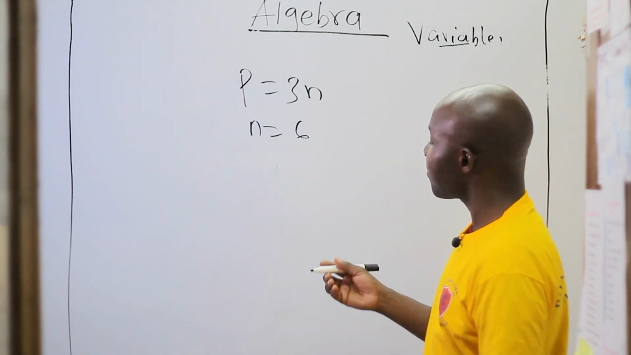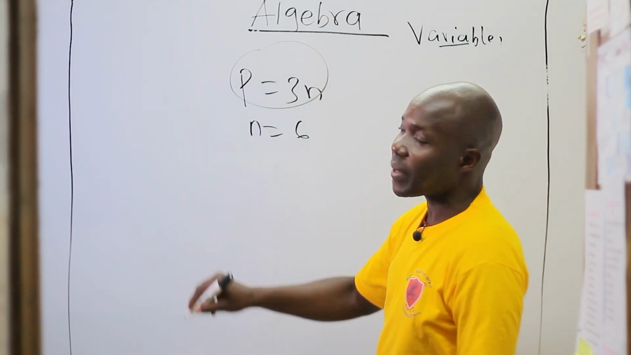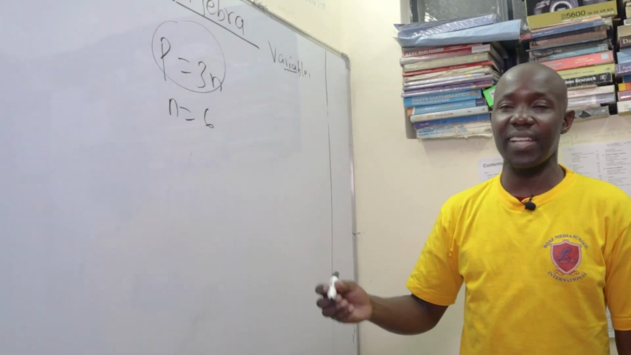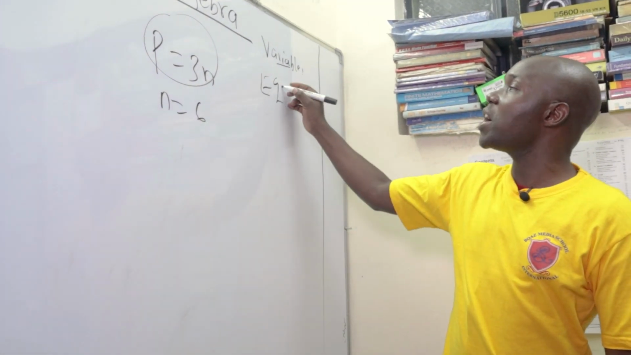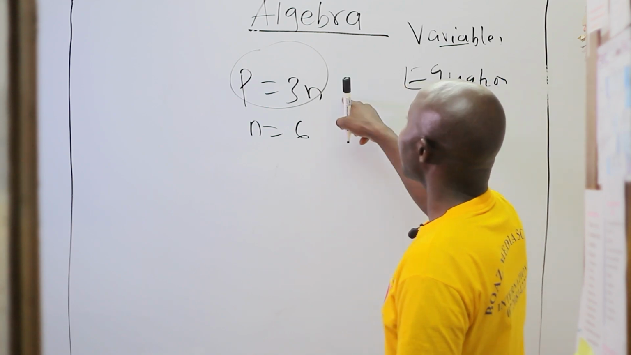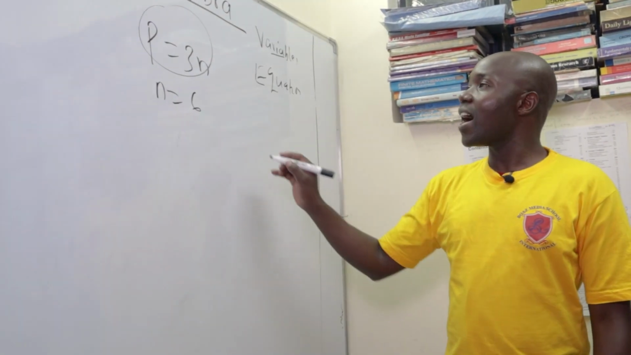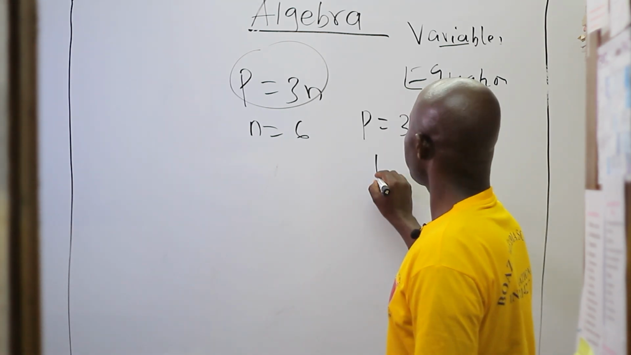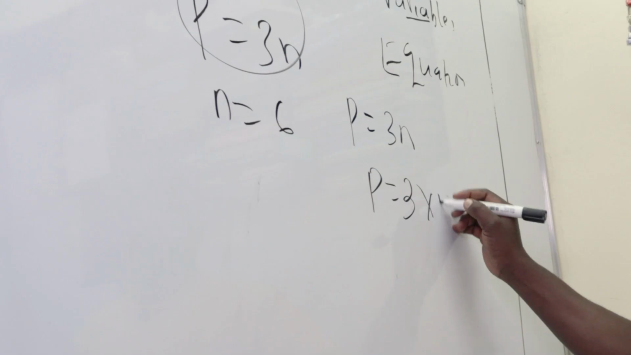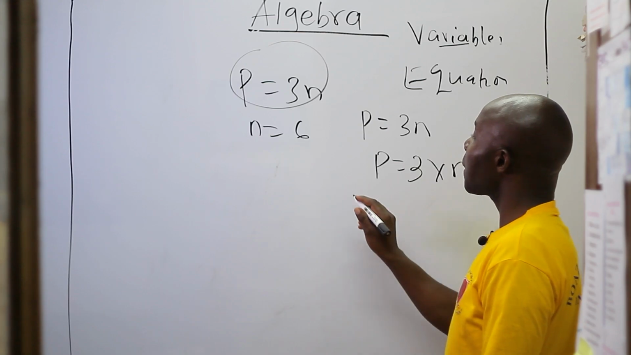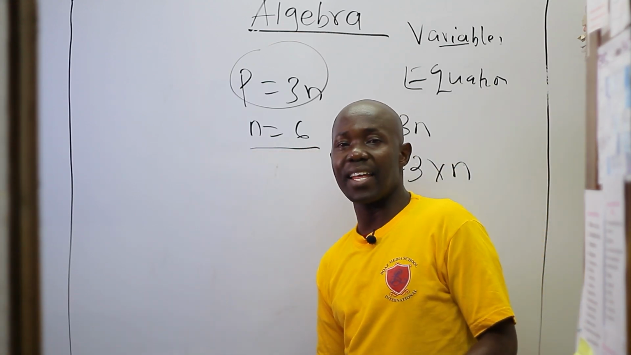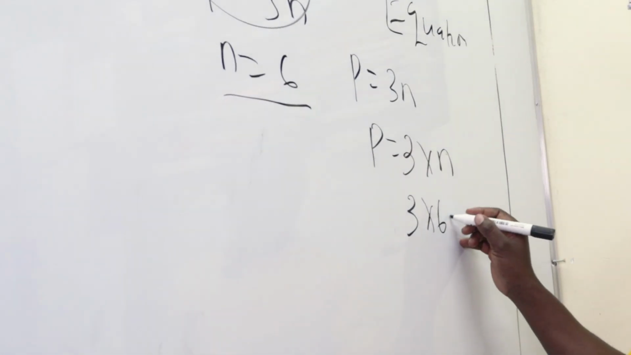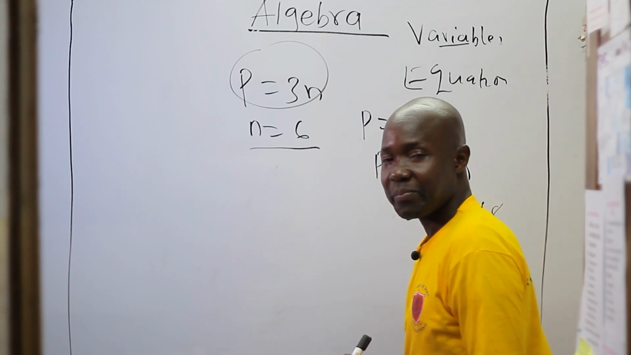But it's very simple. First of all, they have to interpret this. Whenever you have an equal sign, we call it an equation. So p equals 3n simply means p is 3 times n. We simply replace the value of n that is there. Here we have been given 6, so we say 3 times 6, providing 18.